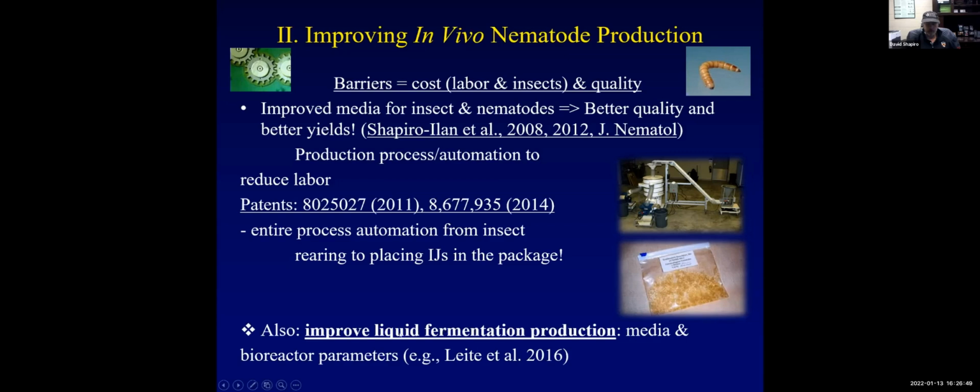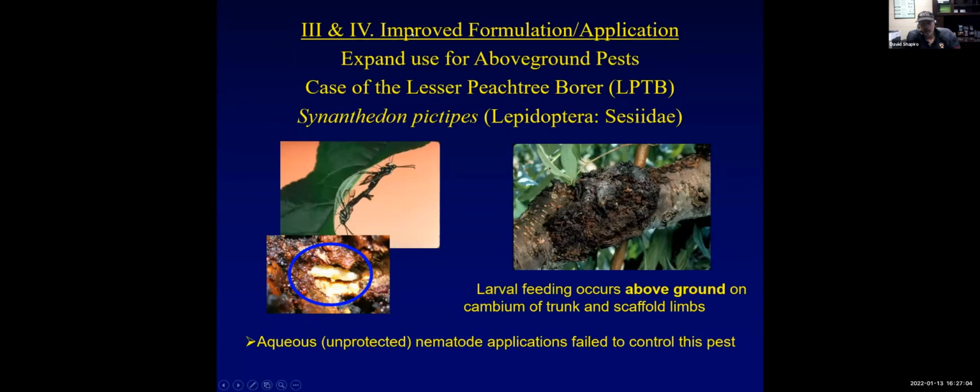For in vitro or liquid fermentation, the way most nematodes are produced now, you can improve the media or the bioreactor fermentation parameters, which is something we've also done. Moving on now, so you have better organisms and you have better production systems. The next thing is to improve your formulation and application. So probably the biggest barrier for nematodes is applying them above ground because of their sensitivity to UV radiation and desiccation. Normally, in most cases, you're going to apply these beneficial nematodes to the soil to kill soil pests because soil is their natural habitat. And as long as you keep that soil moist, the nematodes will do well. But if you apply them above ground, again, UV and desiccation could kill them.